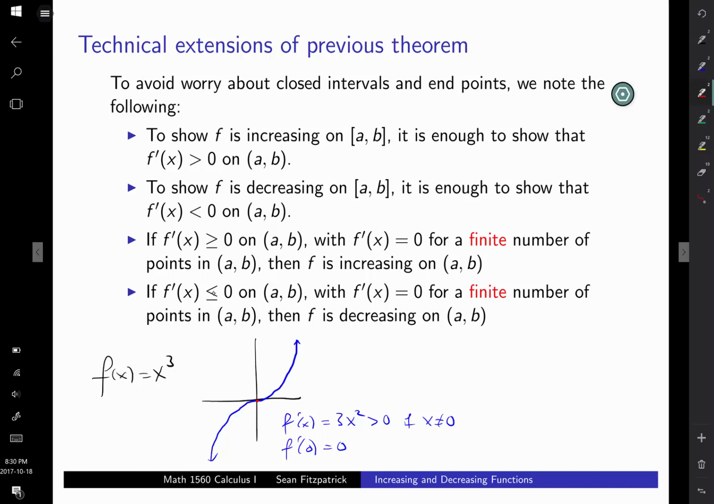And that's what this point here is talking about. If you have a finite number of points, so 1, 2, maybe 10, 20, where the derivative happens to be 0, but everywhere else the derivative is positive, you would still say the function is increasing. Similarly, if the derivative is negative except for a few points where the derivative is 0, you would still say that the function is decreasing. So if you worry about these borderline issues, these gray areas, this is how you deal with them. If you're not worried about it, ignore this slide and we'll move on to the next one.